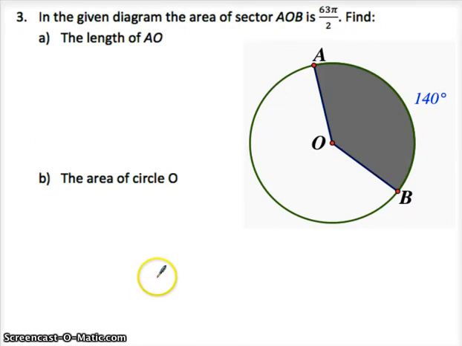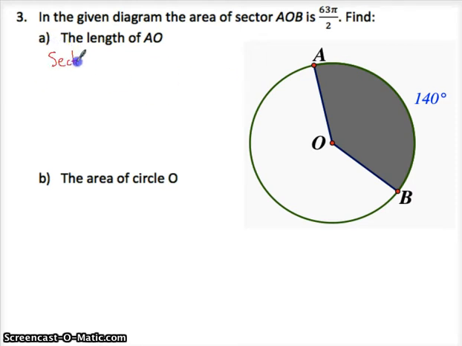Here we go, sector. This is the fun stuff. All right, the area of this sector is 63 pi over 2, which seems like a really crazy number, but actually when we go to do the algebra, it's going to be helpful that it's got pi's and fractions in it. All right, first of all, find the length of AO, and then find the area of the circle. All right, let's do the sector area first.